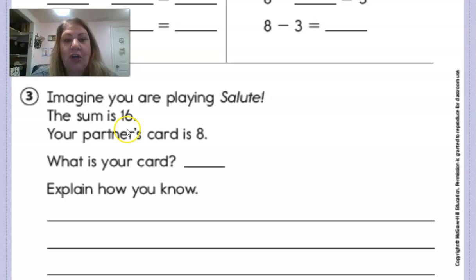Okay, so the sum is 16, and your partner's card is an 8. What number do you have? Remember, the sum is 16, so your total is 16. One person has 8. What does the other person have? Okay, so you'll fill that number in and then explain how you knew it.